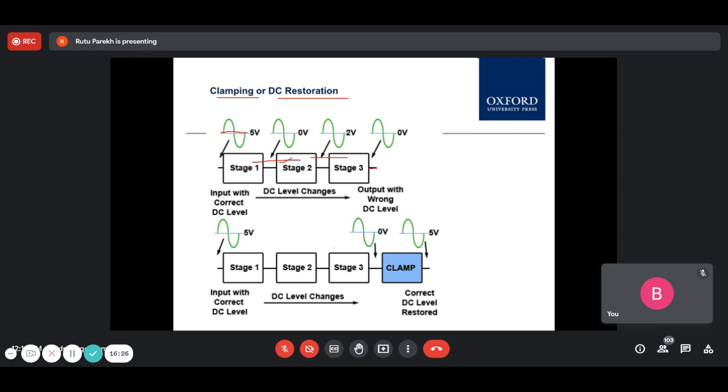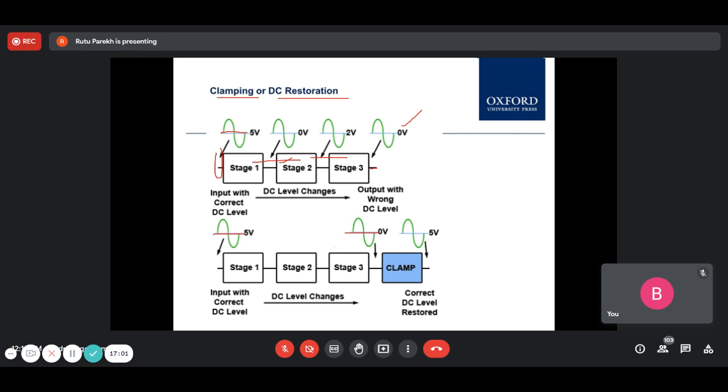Now what is required is that whatever the signal entered, after processing the DC level needs to be the same, that is 5 volt, but here you are getting 0 volt. So you will have to add a clamping circuit or a DC restoration circuit, which will again restore whatever 5 volt DC component it was having. So this is the DC component, and you will add an extra circuit after it is processed, because here the DC component was changed to 0.